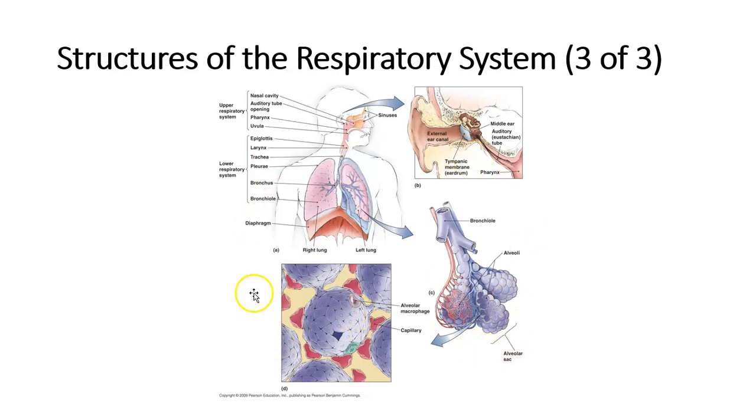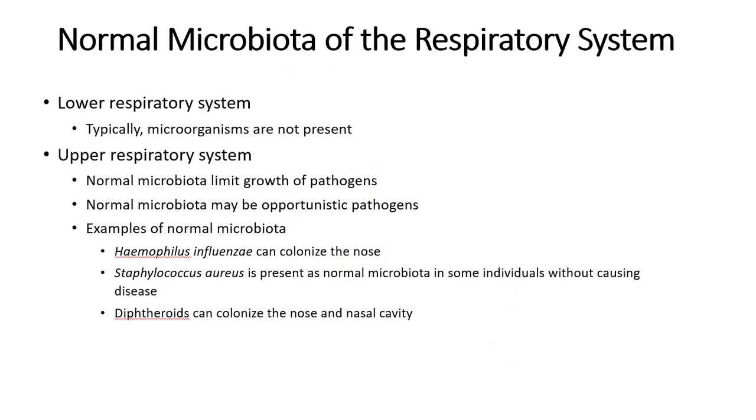So all kinds of stuff that we have to try and filter out so that when we are exchanging these gases, there are not too many pathogens in there. So typically, because of all the filtering that's done, microorganisms are not present in the lower respiratory system. There is no normal flora. So if you have something in the lower respiratory system, that's a pathogen, and you've got some kind of issue like pneumonia, you've got some kind of disease.